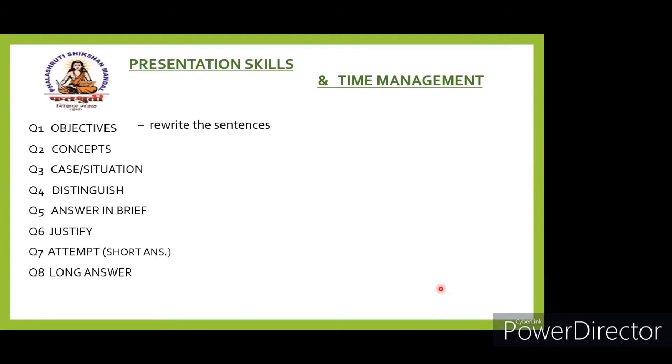As I told you, question number 1 is objectives. You get 4 bits of 5 marks each. So 20 marks is your objective, right? I want you students to rewrite the whole thing that we give you. Say, for example, it is select the correct option. Please write the entire sentence. If it is match the column, it's okay.